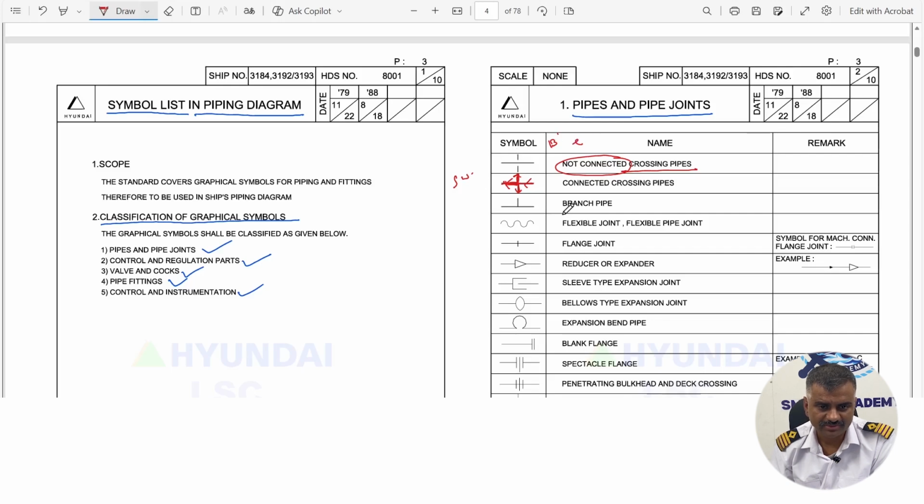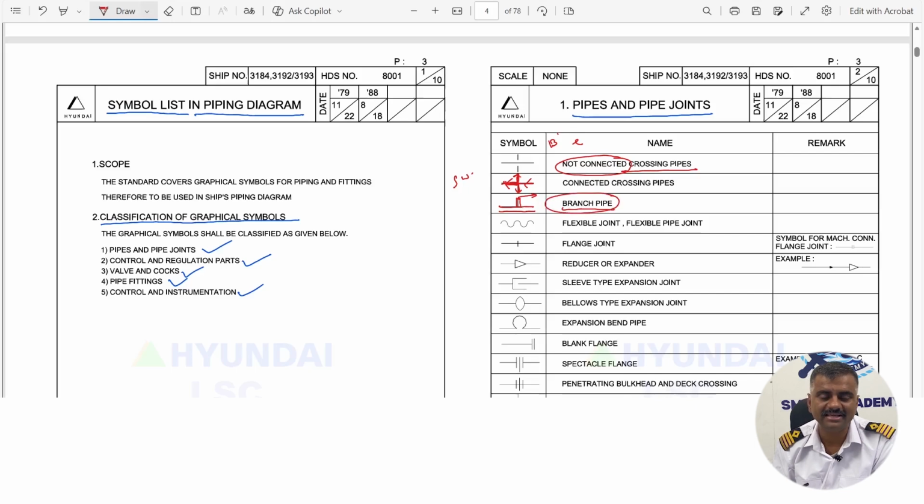Okay, similarly the third one you can see, this is a branch pipe. Why have they shown this one? Say there is a main seawater line. This is a bigger line, and then you have to branch a small section from it for some auxiliary purpose. Say the line is going to a cooler somewhere in the engine room, so the pipeline becomes smaller there and is being branched out for some other purpose. That is why you use a branch pipe.